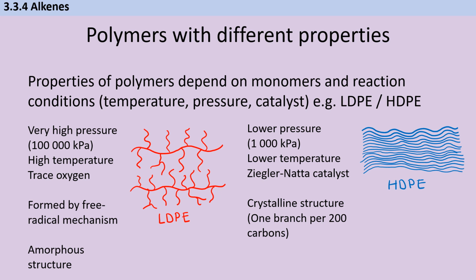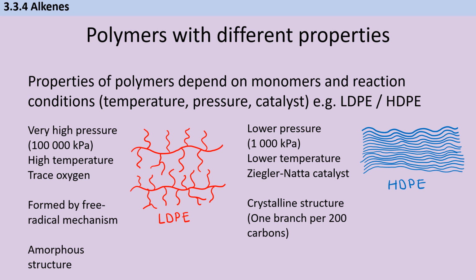closely together. In contrast to that, high-density polyethylene is made under relatively low pressure, maybe only 10 atmospheres as compared to about 1,000 for the LDPE, and also a slightly lower temperature, probably about 100 degrees C. It also includes a kind of catalyst called a Ziegler-Natta catalyst.